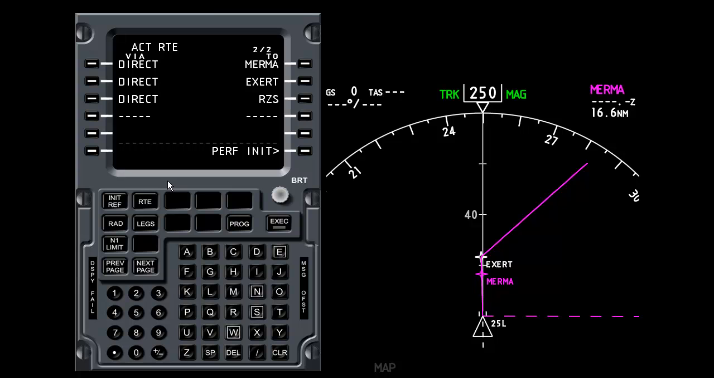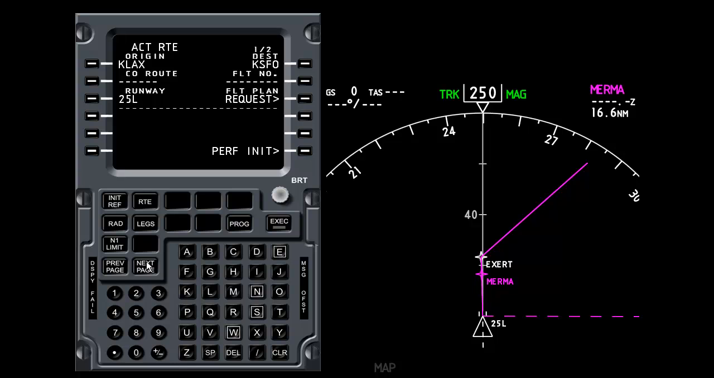So we'll start again, we're going to wipe this plan. To do that, we go back to the main page and we simply enter a brand new origin, and that will wipe the plan completely and start again. Now you could type in KLAX into the scratch pad and enter it back into here by pressing line select key 1 left, but there's an easier way to do that, and it's a bit of a shortcut.